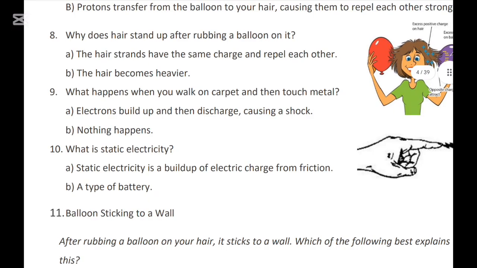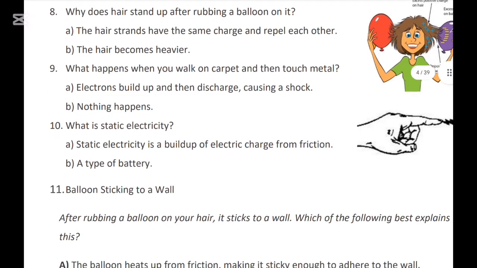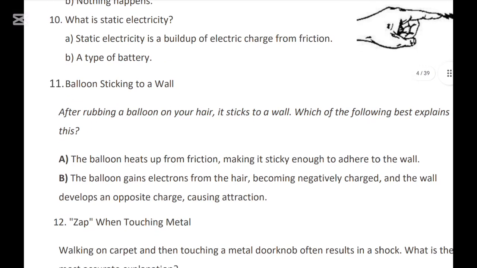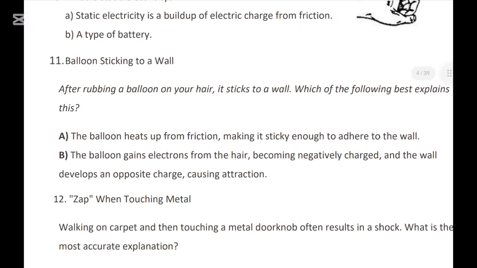What happens when you walk on a carpet and then touch metal? A. Electrons build up and then discharge, causing a shock. B. Nothing happens. Yes, number 9, the answer is A. What is static electricity? Static electricity is the build-up of electric charge from friction. That's the answer. Number 11, balloon sticking to a wall.